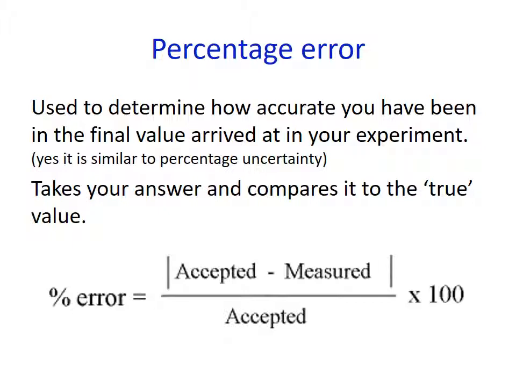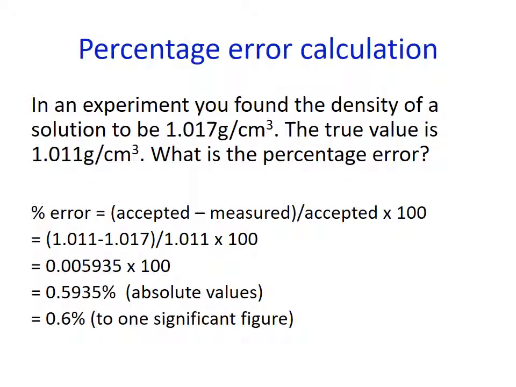Okay, so basically percentage error is used to determine how accurate you have been in the final value arrived at in your experiment. Very similar to the percentage uncertainty. It takes your answer and compares it to a true value. So the percentage error essentially is your accepted value minus what you've got from your experiment, divided by the accepted value, times 100.